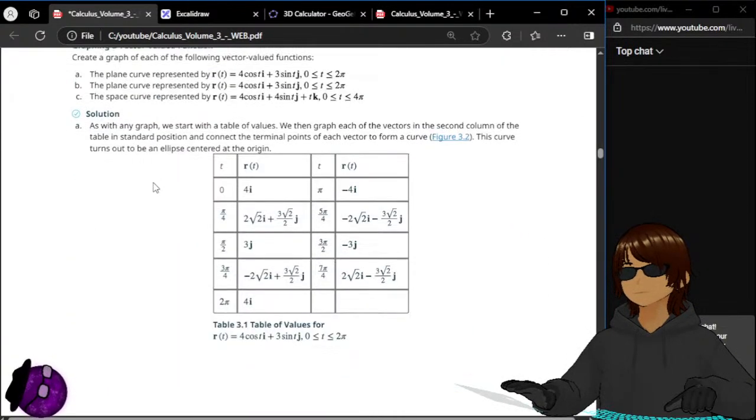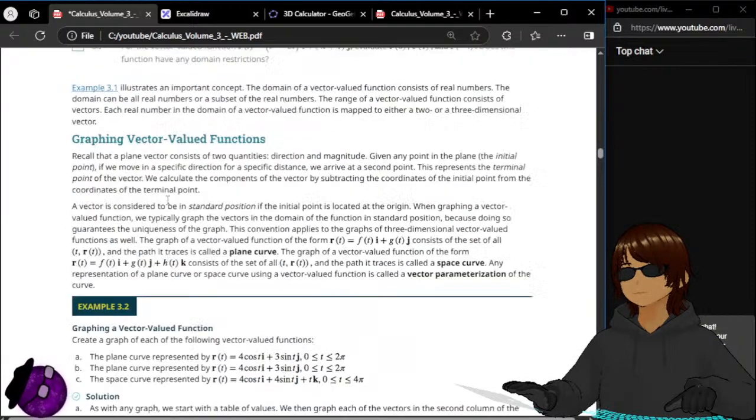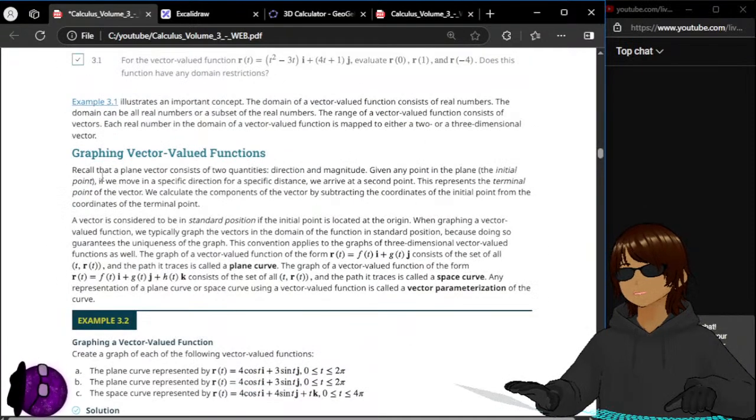Graphing vector valued functions. Recall that a vector consists of two quantities, direction and magnitude. Given any point in the plane, if we move in a specific direction for a specific distance, we arrive at a second point. This represents the terminal point of the vector. We calculate the components of the vector by subtracting the coordinates of the initial point from the coordinates of the terminal point.